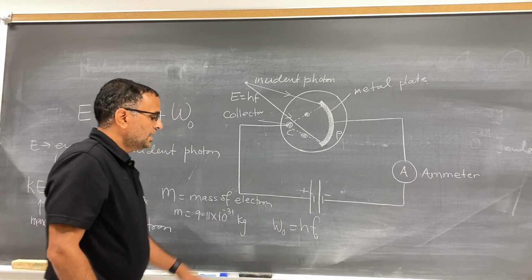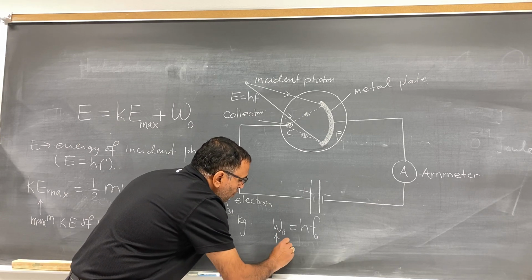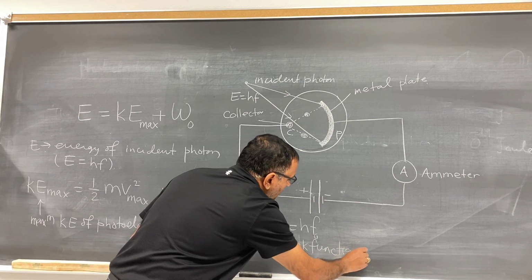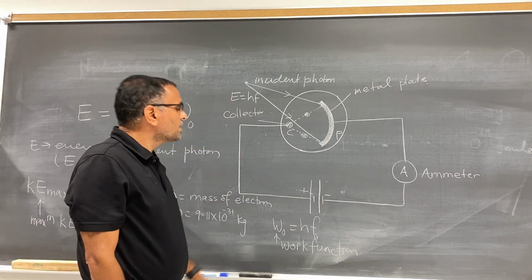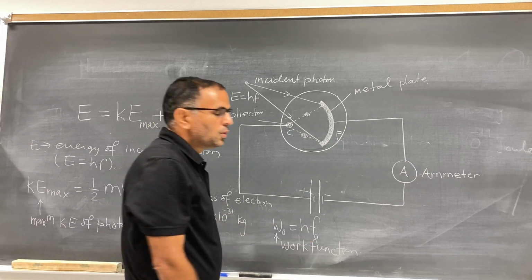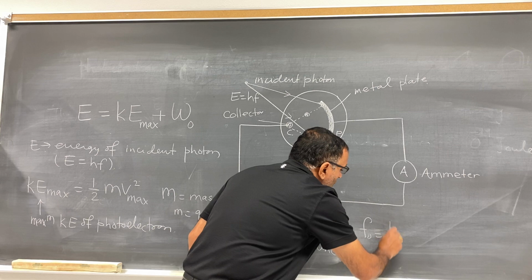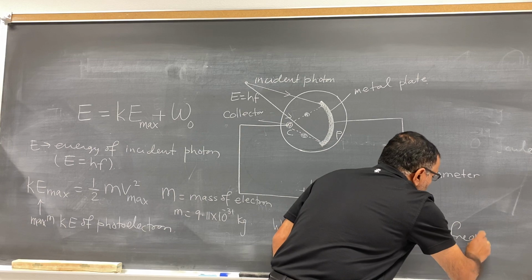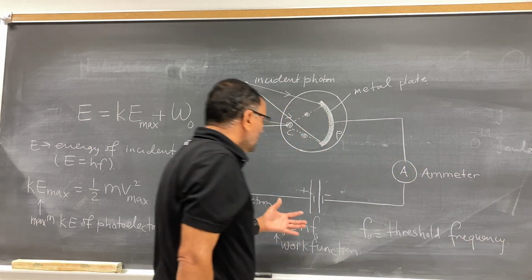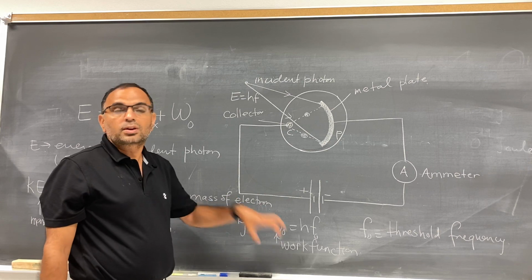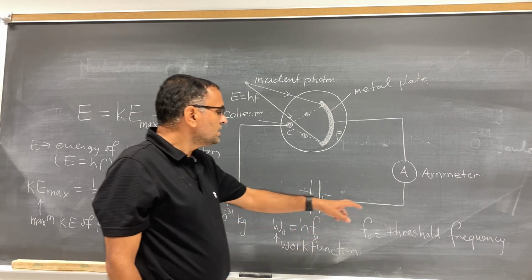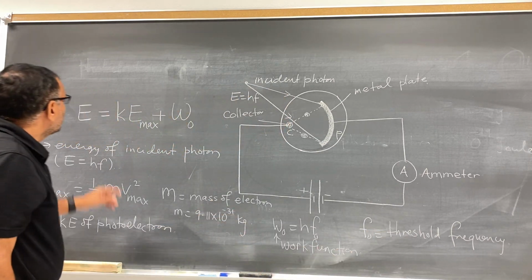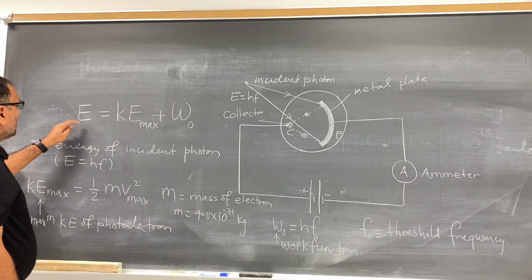h f0 also, and this we call the work function of the metal. So what is the work function then? What is f of 0? f of 0 we call the threshold frequency. So you have two new terms here: omega 0, which is the work function, and f of 0, which is your threshold frequency. So what are these? Okay, we'll talk about it, but let me modify this equation.